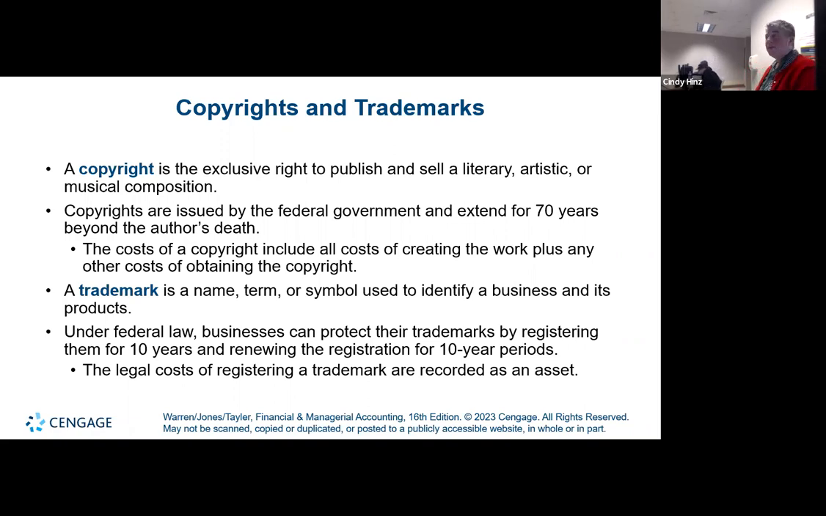A trademark has a potentially unlimited life. They don't expire. As you can see here, you can keep renewing that registration indefinitely. And so there's no requirement that we write off or amortize the value of a trademark because it has a potentially unlimited life and it could benefit the company for an unlimited number of years.